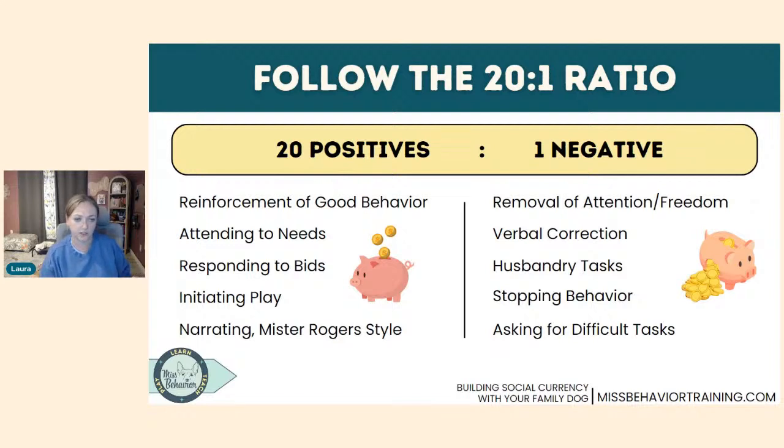That's a verbal correction. Husbandry tasks, actually doing the nail trim if they don't like that, actually taking away their agency and their freedom by holding them. Okay. Stopping behavior. So if they're playing with another dog and they're playing too rough and you interrupt that, you stop the behavior. Technically, that's a negative. That's a withdrawal from the bank, right? Asking for difficult tasks. So asking for things that they don't know how to do yet, or that would be hard for them to do.